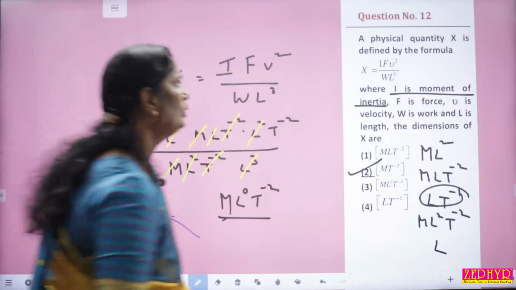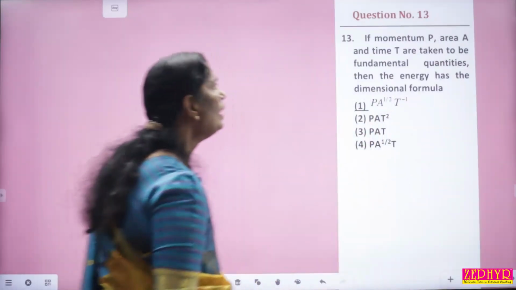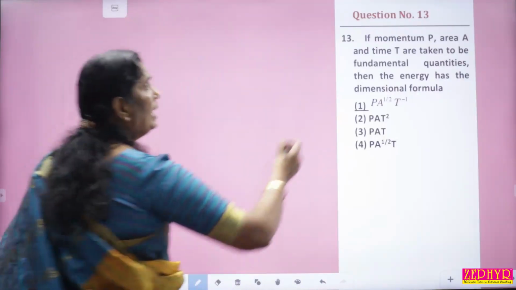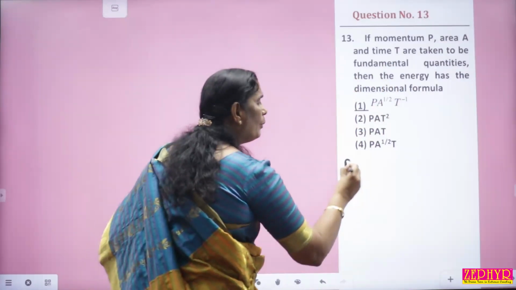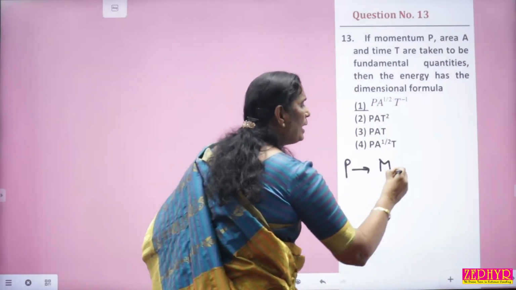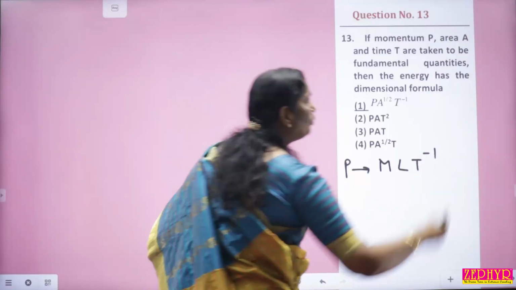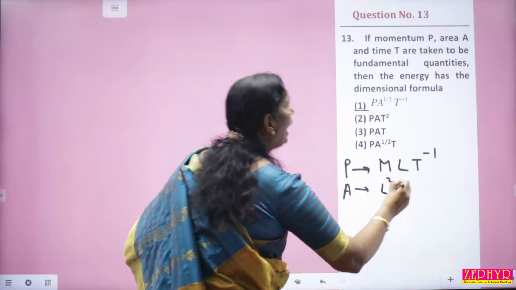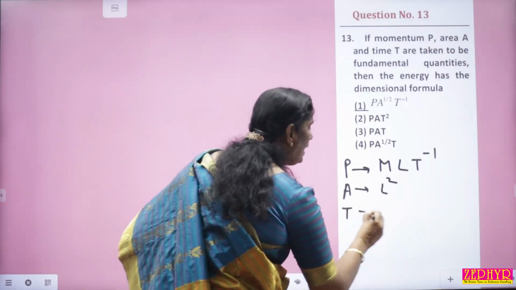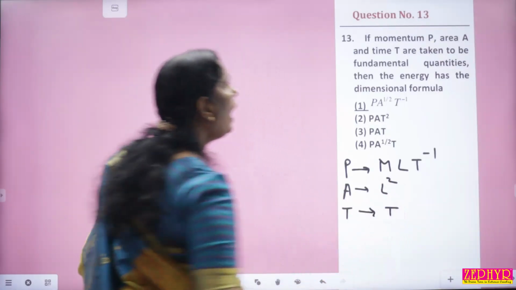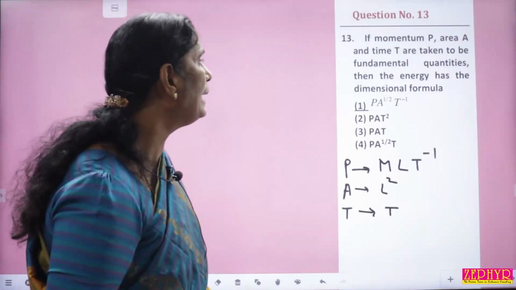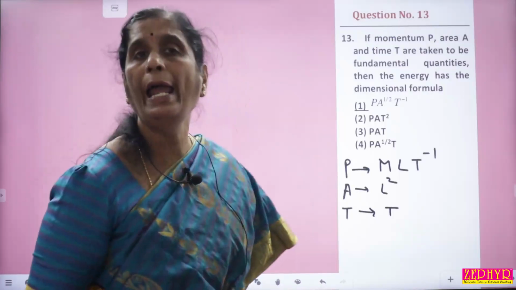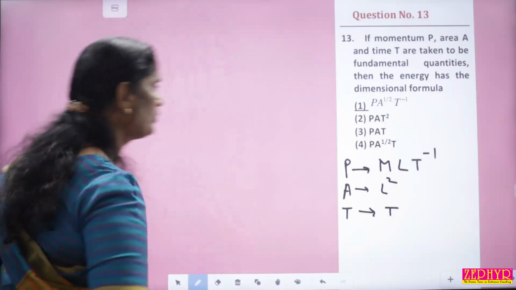Okay. So we'll go to the next question. This is also the same, like the eliminating process. Again, for momentum P, what is the dimensional formula? Mass into velocity, M into L raised to minus 1. And area, everybody knows area, that will be L square. And for T I need not say, everybody knows that it is T. These are taken as fundamental quantities. Then the energy, again I have to write energy in terms of momentum, area and time. Again elimination process.